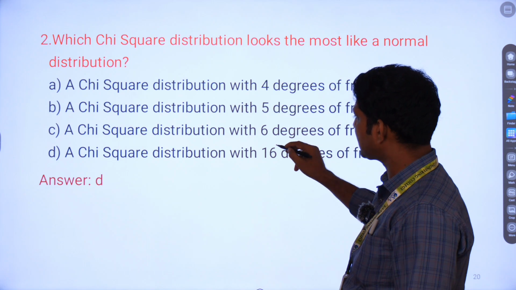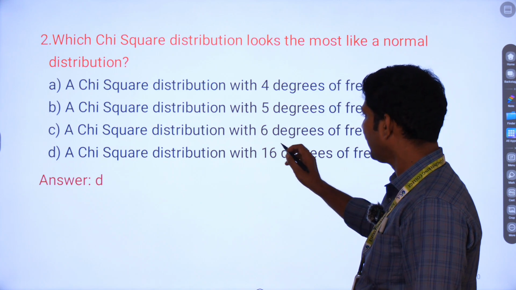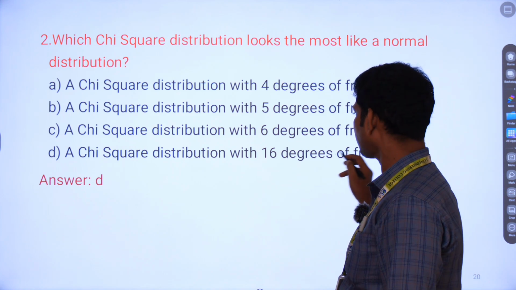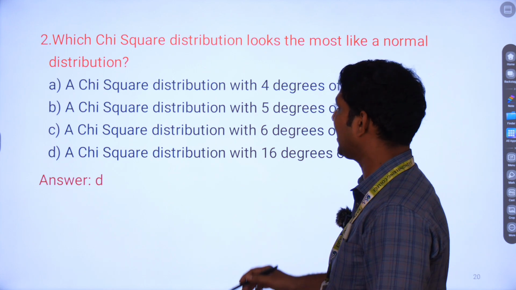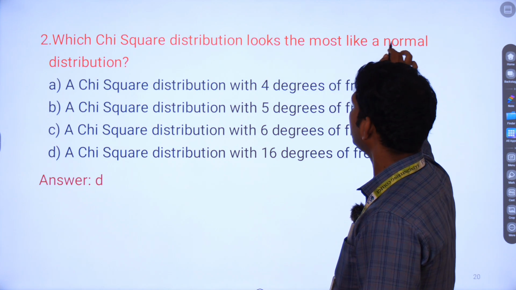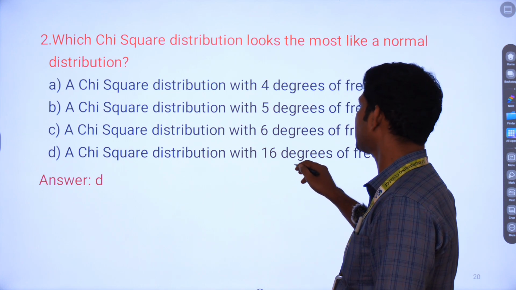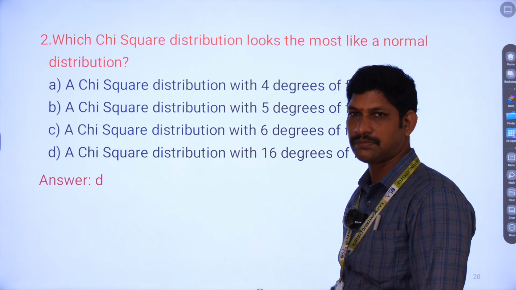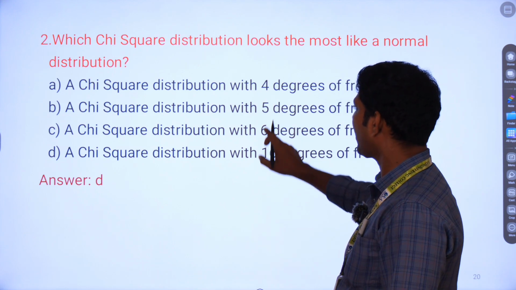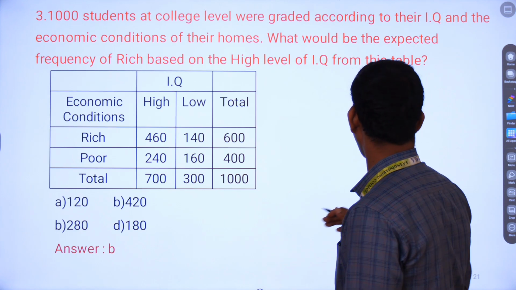Comparing these values, 16 is the highest. If it goes more than 12, it approaches the normal distribution. Therefore clearly the chi-square distribution looks most like a normal distribution at a high level of degrees of freedom. Therefore D is the answer, which is 16.